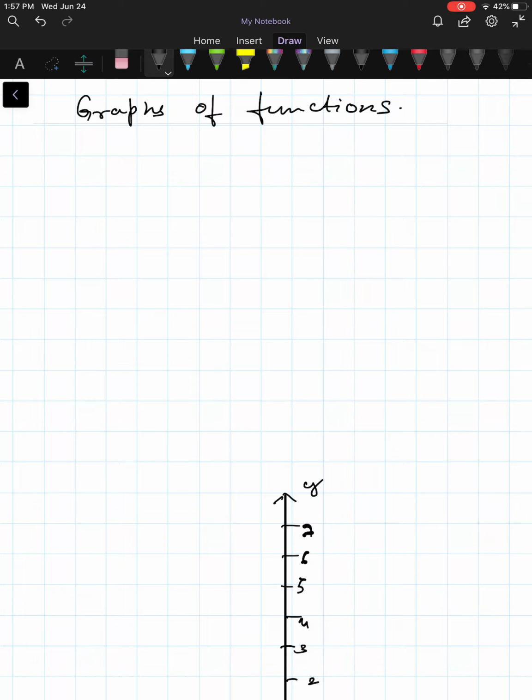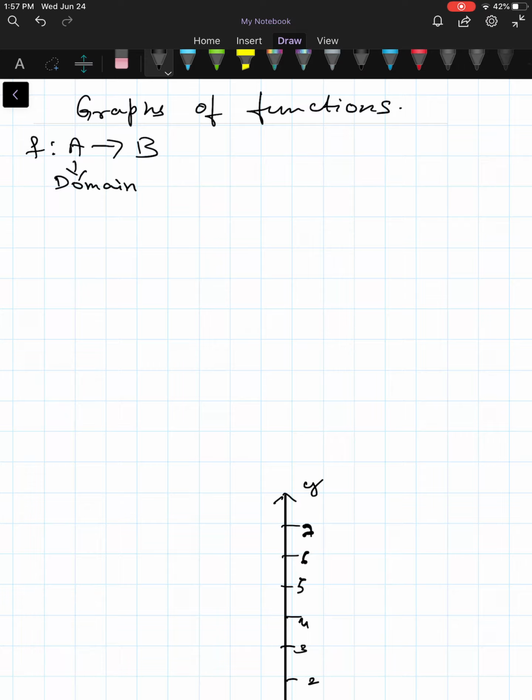coordinate plane. So that is what we learned, and here we will learn about some special graphs like linear functions, power functions and root functions, etc. So if we are given a function f from A to B, that means A is the domain here.